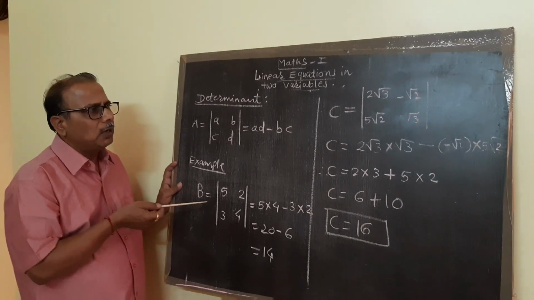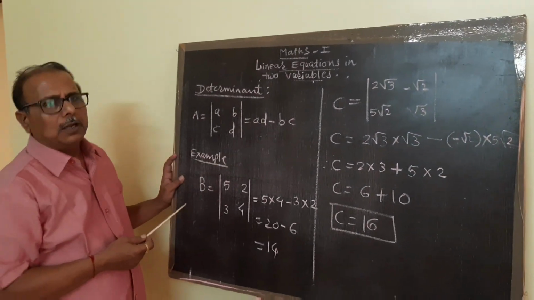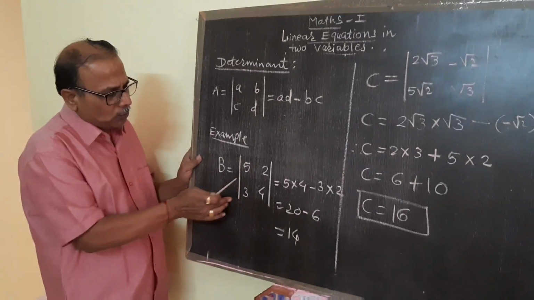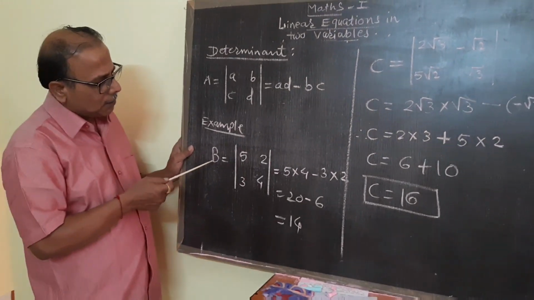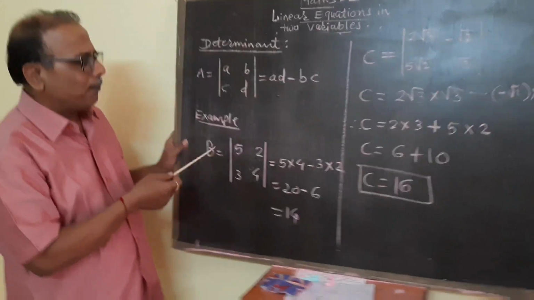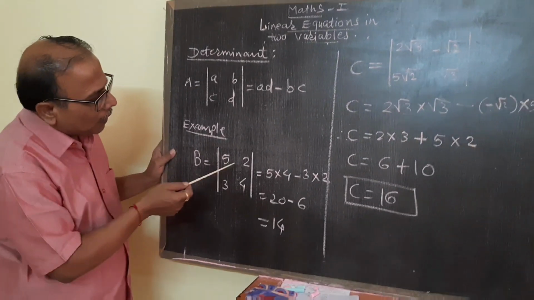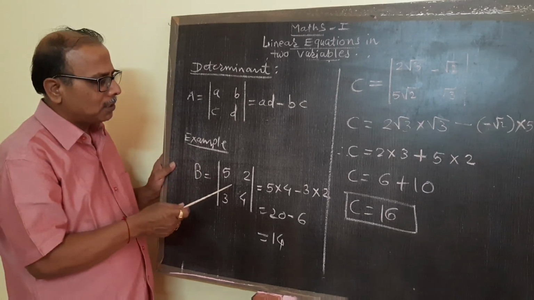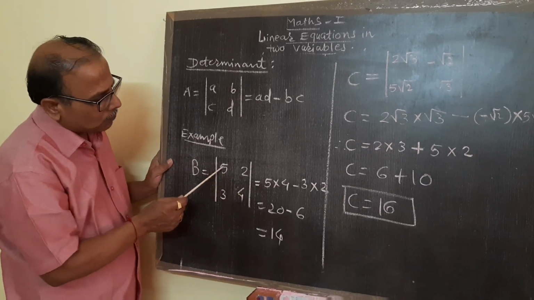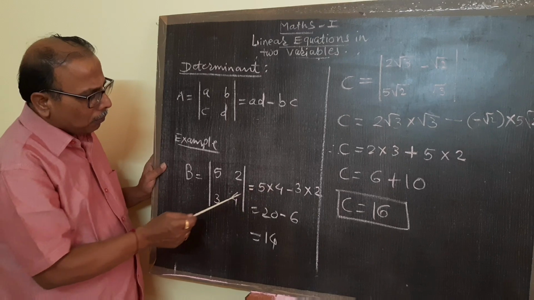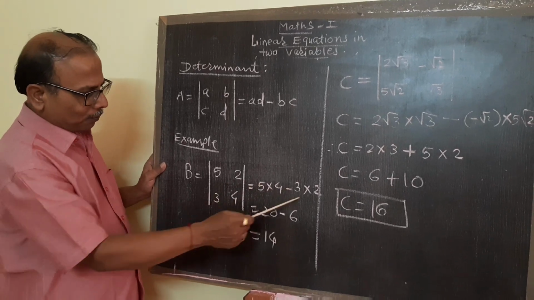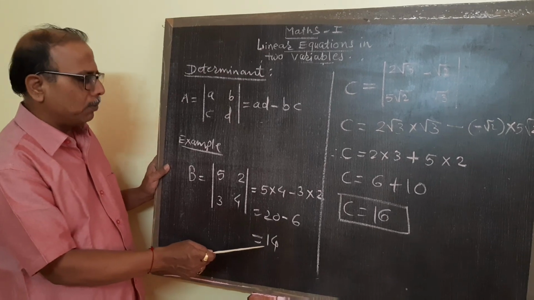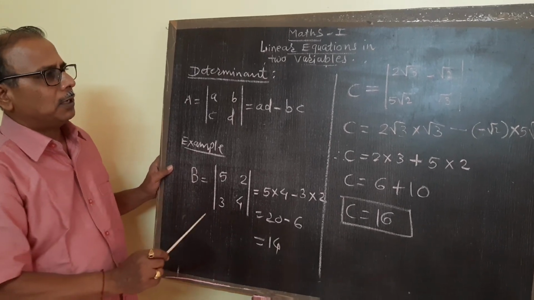Here one or two examples are taken. In the first example, the determinant is denoted by capital B. The first row is 5, 3 and the second row is 2, 4. We can find the value like this: 5 into 4 minus 3 into 2. So we get 20 minus 6, and the value of determinant B is 14.